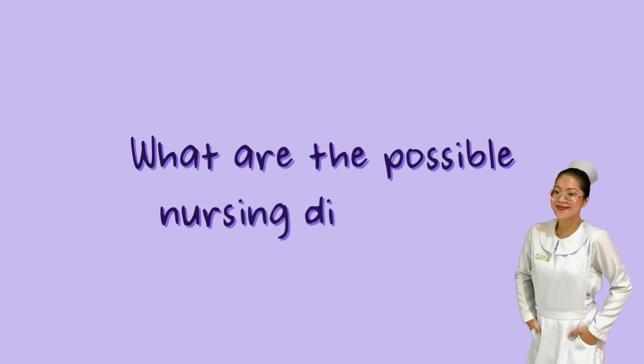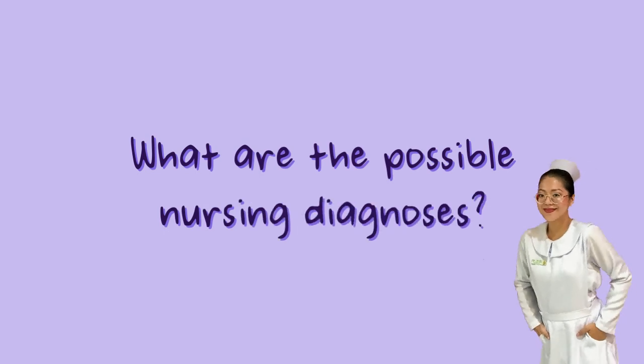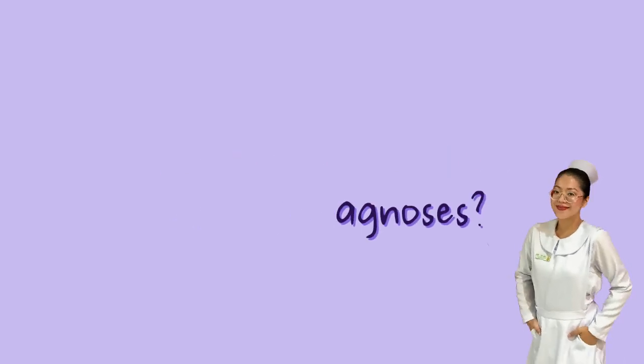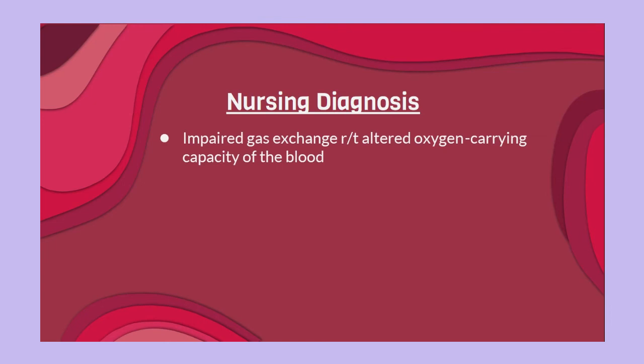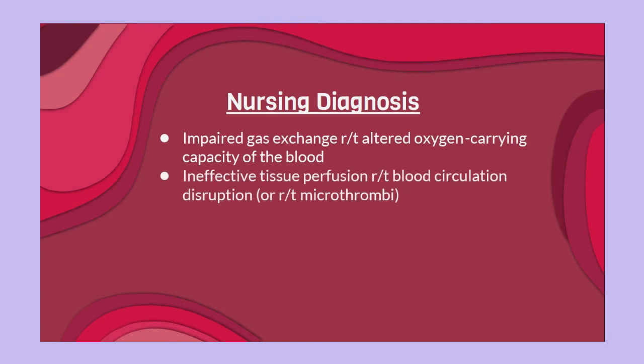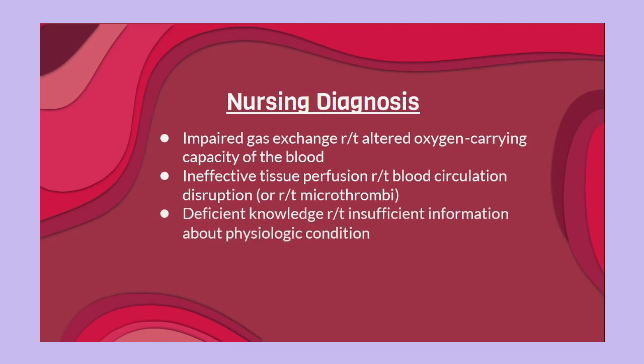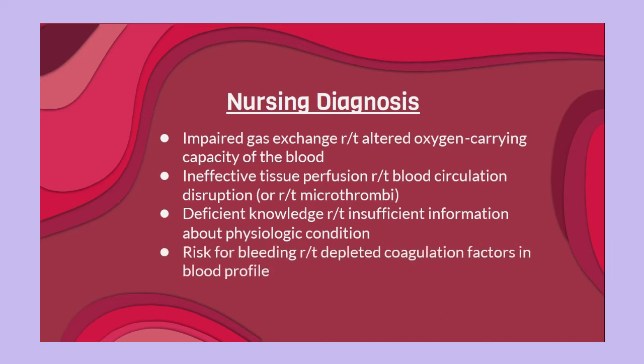Next, what are the possible nursing diagnoses for patients with DIC? First is impaired gas exchange related to altered oxygen carrying capacity of the blood, ineffective tissue perfusion related to blood circulation disruption, or it can also be related to microthrombi, deficient knowledge related to insufficient information about the physiologic condition, and the risk for bleeding related to depleted coagulation factors in the blood profile, or basically abnormal blood profile.